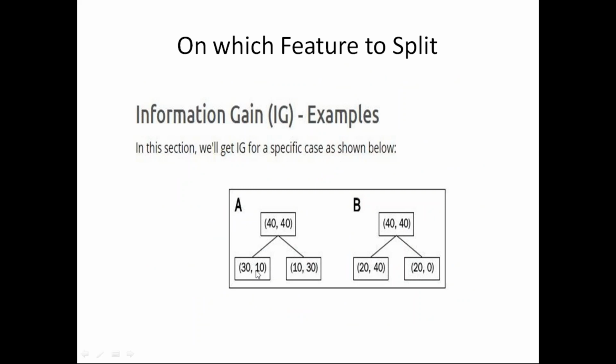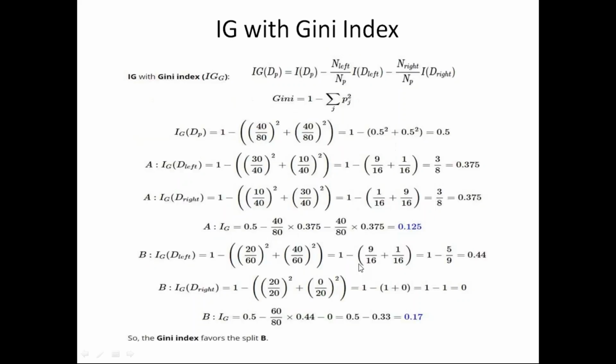See, 30 by 30, 10 and 10, 30. So both have to be 30, 10 and 10, 30. Just the formula I am keeping. What is the Gini index of the parent, then left, and then right?